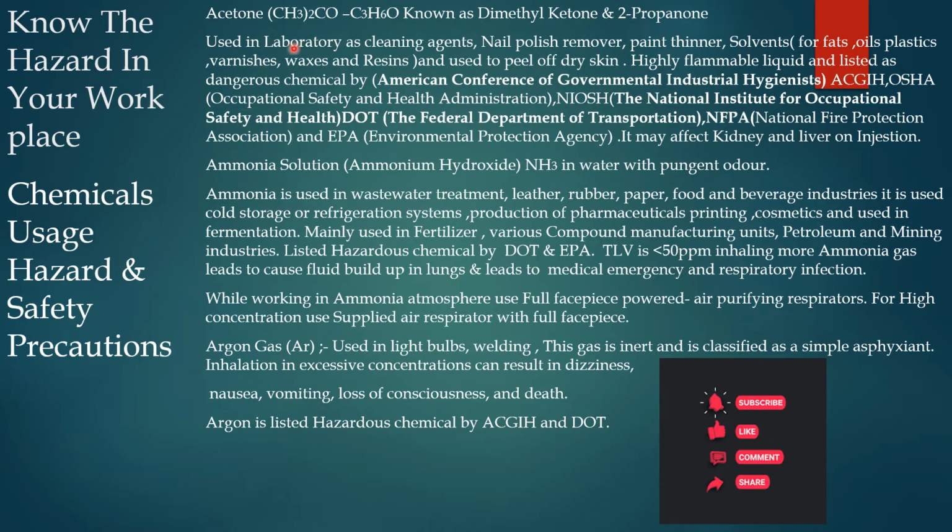Acetone. Acetone's chemical formula is C3H6O. It is also known as dimethyl ketone or 2-propanone. Normally it is used in laboratories as a cleaning agent, in nail polish remover and paint thinner, and as a solvent for oil, fats, plastics, varnish, waxes and resins. It's also used to peel off dry skin, used by dermatologists.